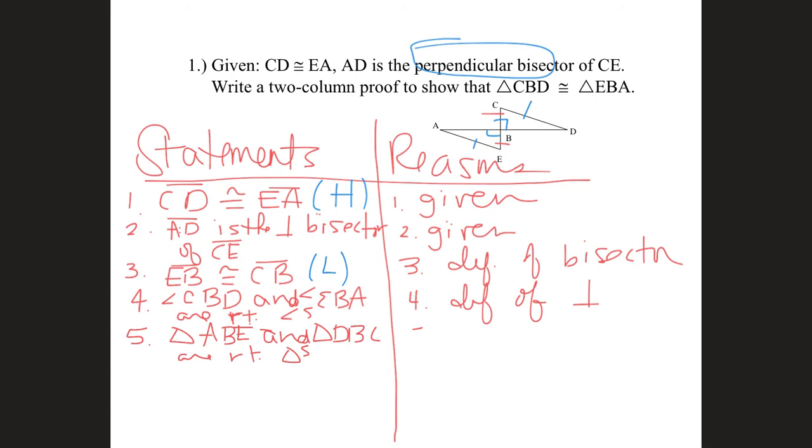All right, now finally, we can state in step 6 that triangle CBD is congruent to triangle EBA, and our reason is HL. So remember, we're not going to say SSA, even though it's using the SSA shortcut, but specifically for a right triangle, so the shortcut is just HL.